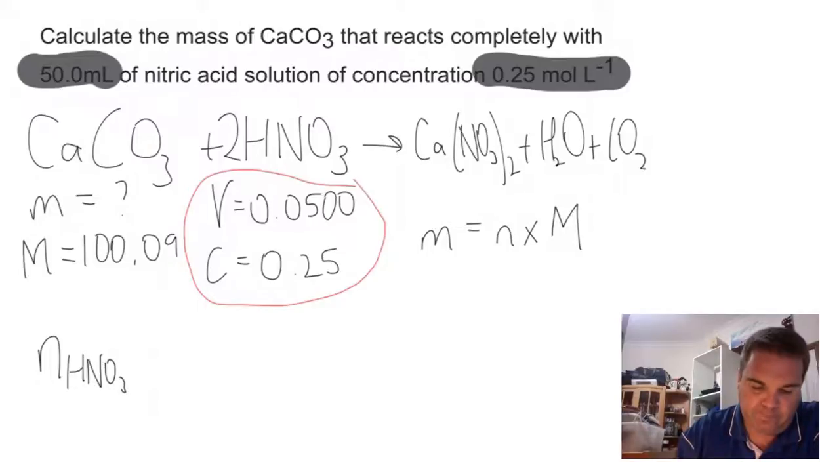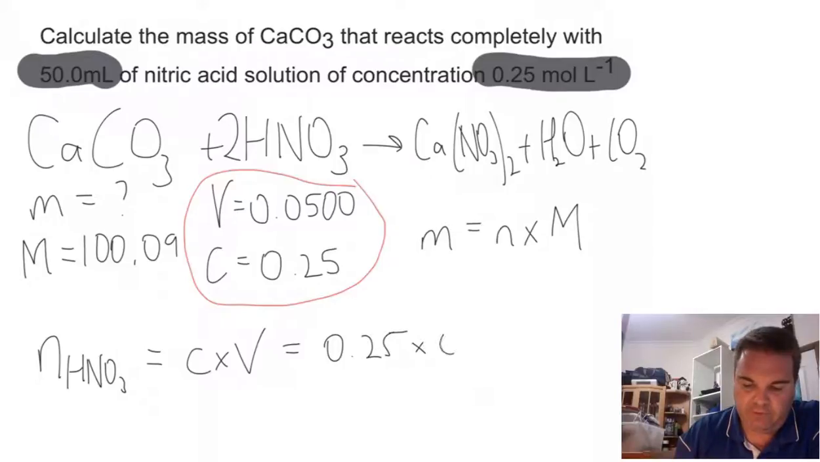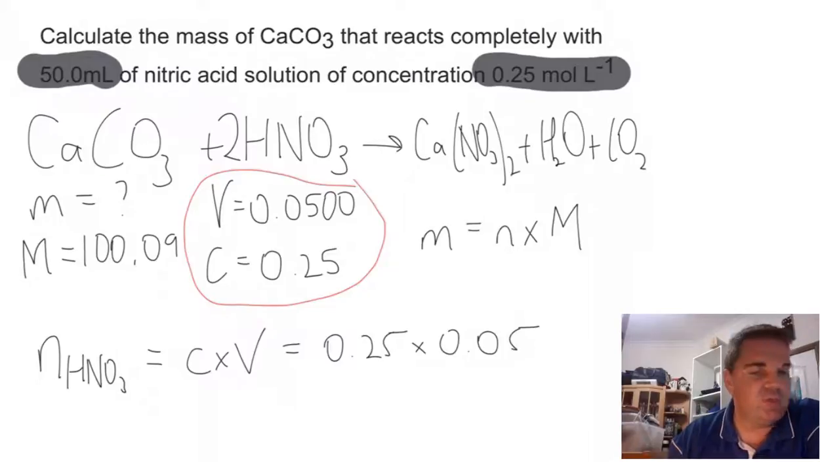so we're going to be calculating the number of moles of nitric acid, using our equation, n equals C times V, so make sure you know how to use that one. So the concentration is 0.25 and our volume is 0.05. You can work that out if you want, but that's not really what the question is asking us. If this was part of the exam, you'd go through and answer it, but for the moment we don't actually need to worry about it too much.